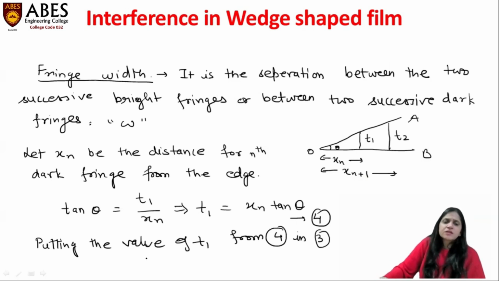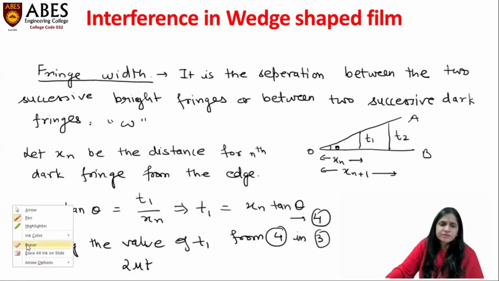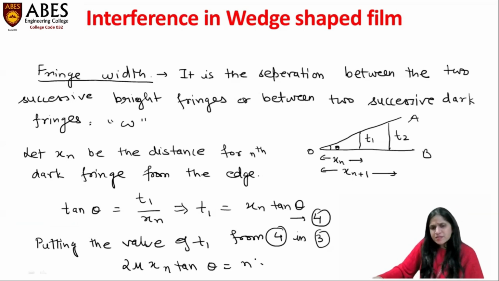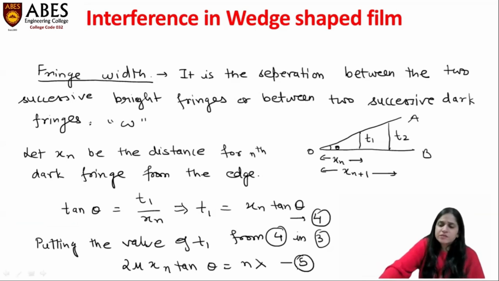So what is it? 2 mu T. In place of T, we will be writing T1. And the value of T1 is xn tan theta. So it is 2 mu xn tan theta is equal to the condition of minima, n lambda. Okay, this is equation number 5. Now let us move further.